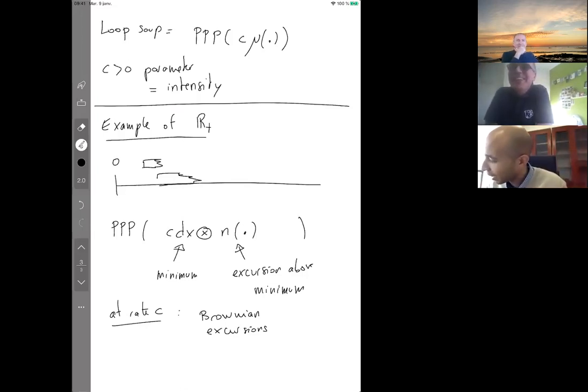So at rate C, I have some Brownian excursions. So yes, it's a Poisson point process with intensity C dx, tensor product with the Ito measure.